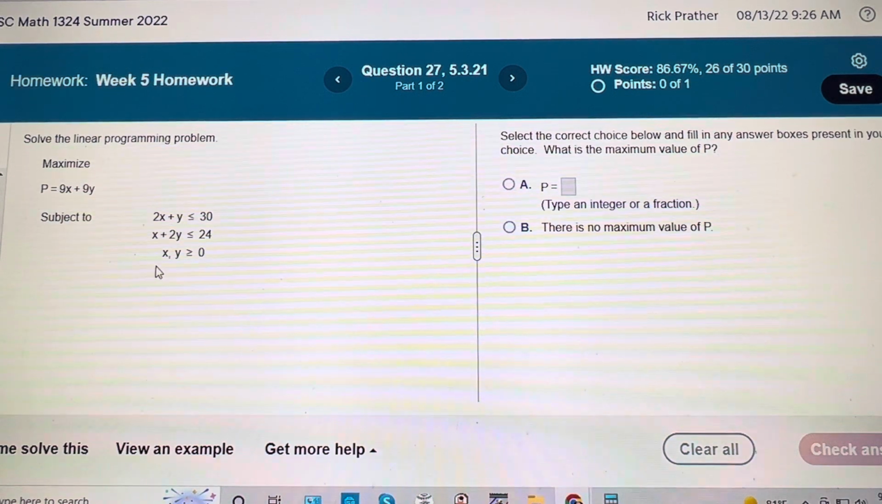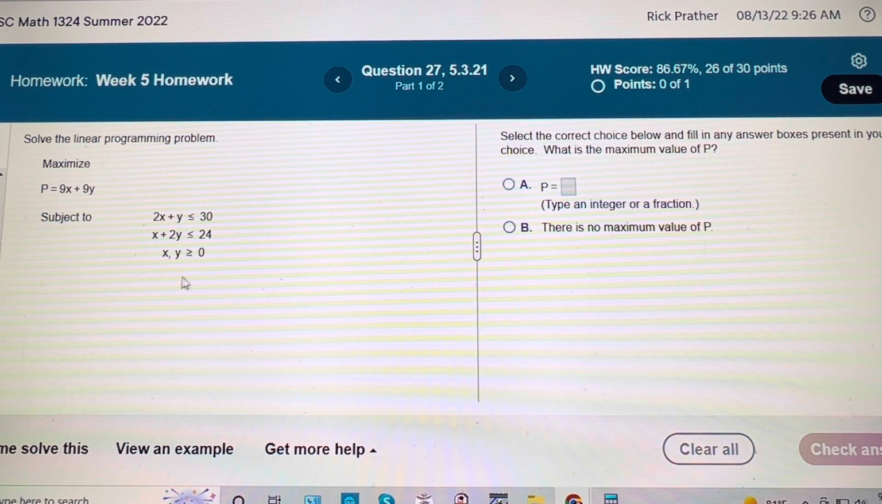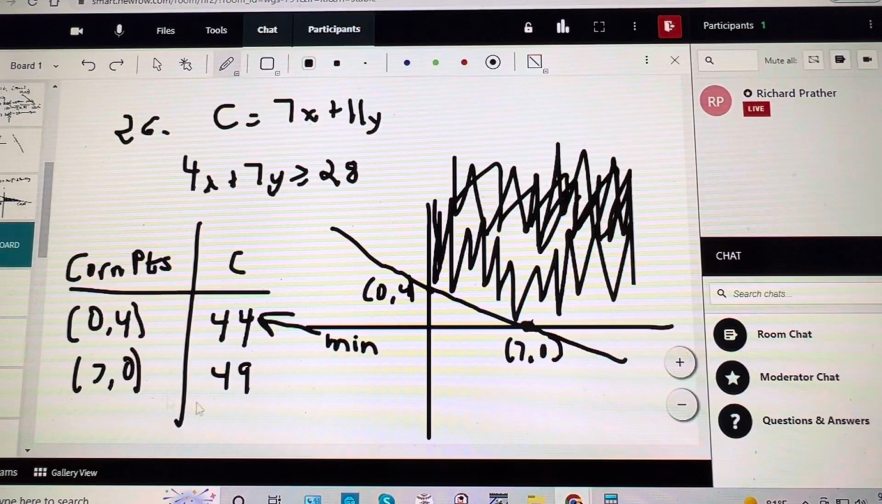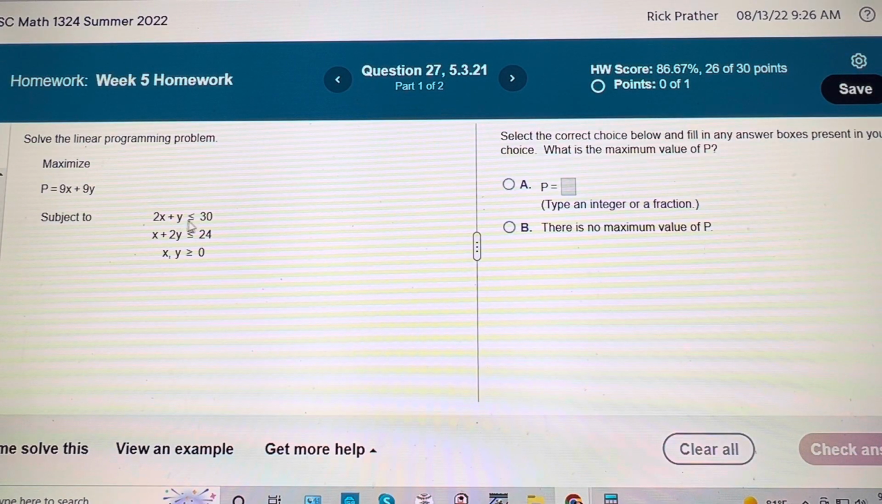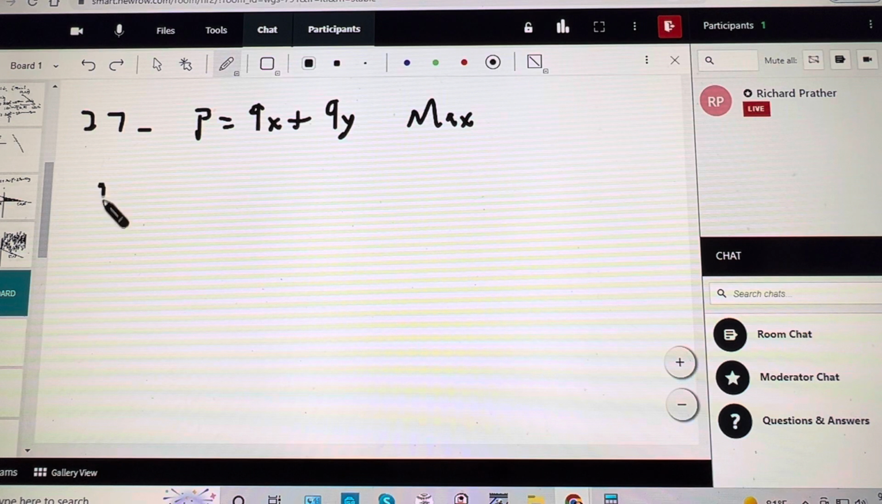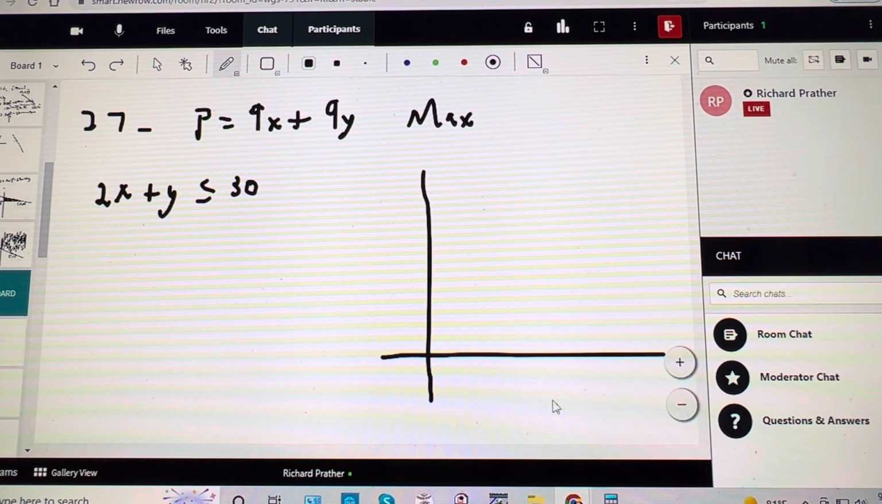Okay, only thing different here is we have 2 main inequalities plus the positive x and y axis, and we're back to maximizing. Maximize your profits, 9x plus 9y, and you have 2 main inequalities to do. Maximize profits, 9x plus 9y. The first main inequality is 2x plus y is less than or equal to 30. It's all positive, so I can do the intercept method. We're definitely in the first quadrant only.